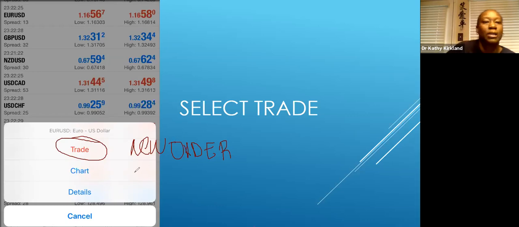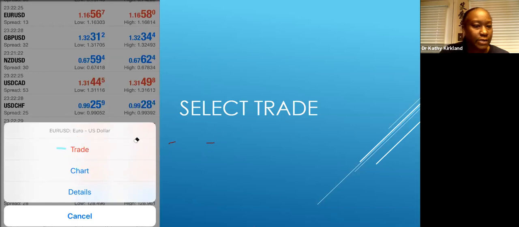Okay. Once you've hit that button, then you'll go on to the next screen. One second to get to the next screen. Got to erase all of this.